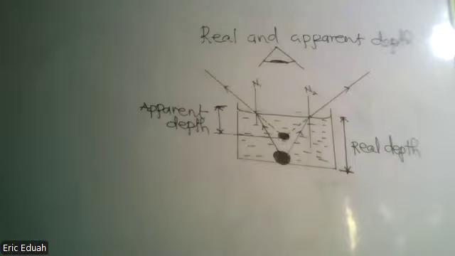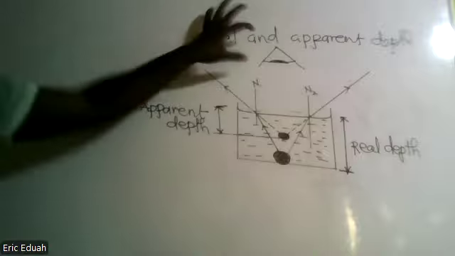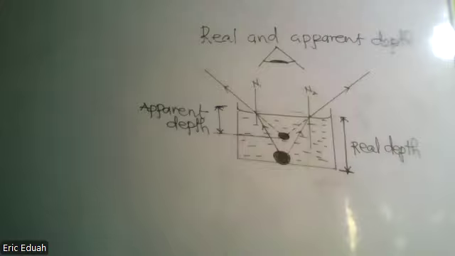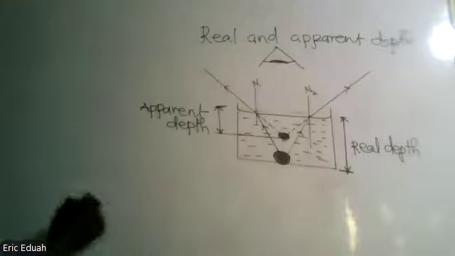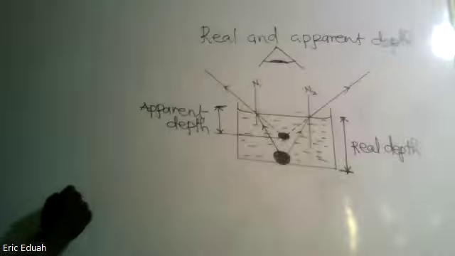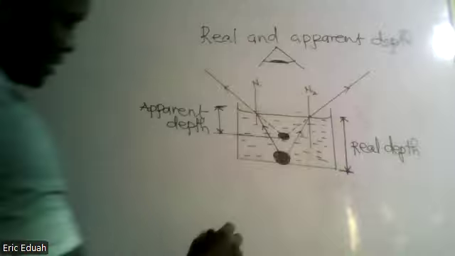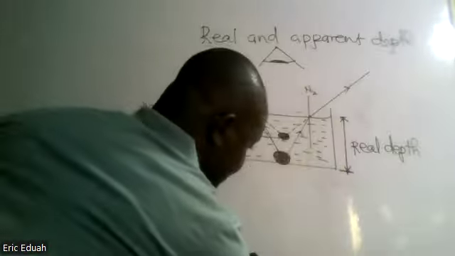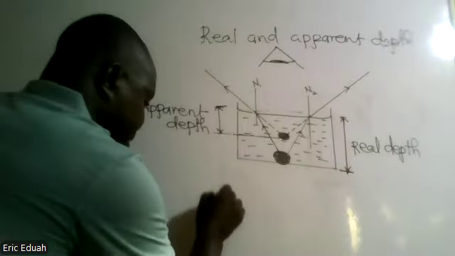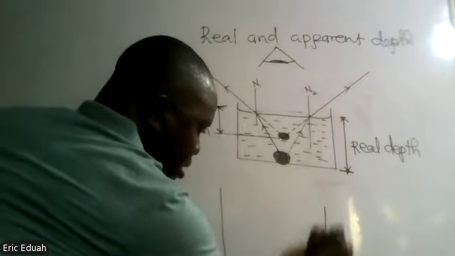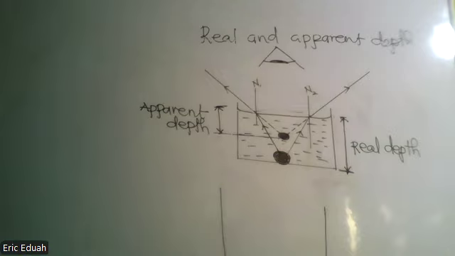Okay. Now let's go into calculation of refractive indices using real depth and apparent depth. So the same diagram, but this time around we'll look at it from one side. A basin of water. Let me draw it this way rather.